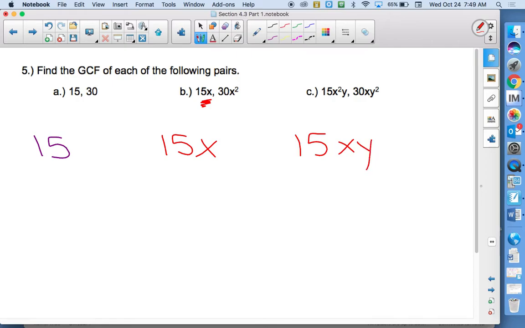And then the first one has a y, the second one has a y squared. So again, they only have a y in common. You can't have more than what one of them has. So 15xy would be the greatest common factor. So when you're looking at this, the number cannot be more than what's up there. It can't be more than one of the values that's up there.